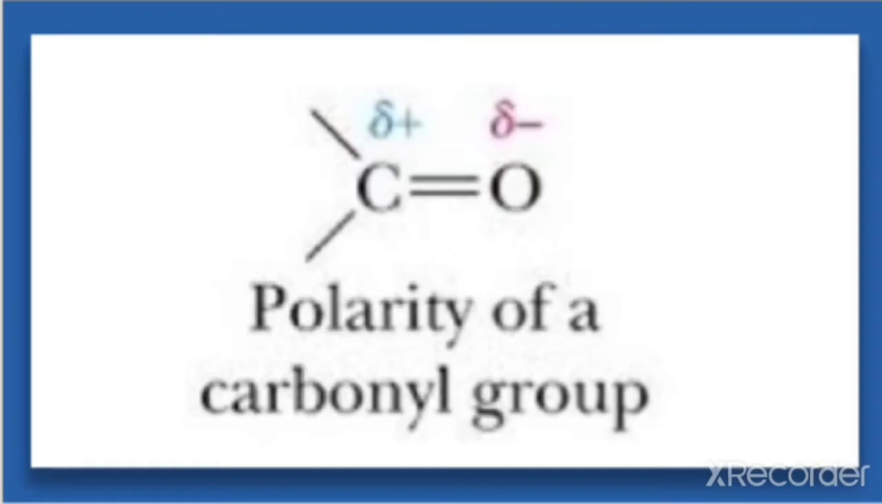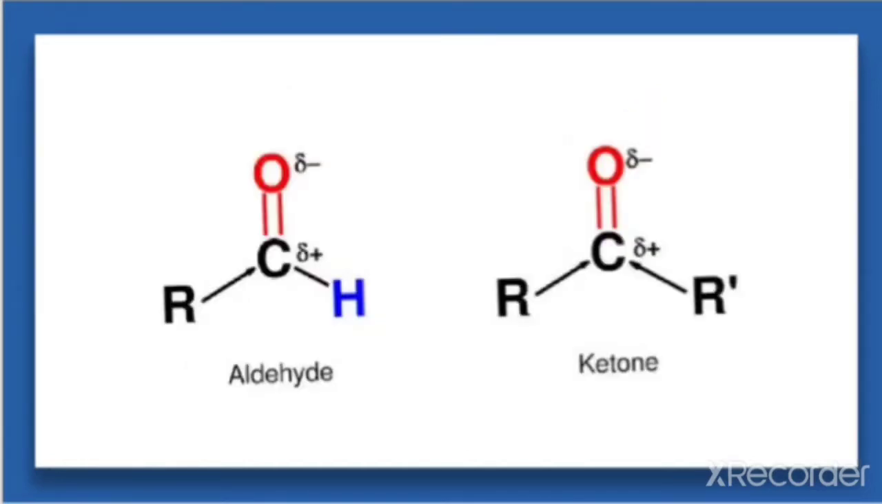Because of this, the bond in the carbonyl group has a polar nature. This group has a partial positive charge on the carbon and a partial negative charge on the oxygen. So when we look at aldehydes and ketones, both have the carbonyl group, that is, a partially positively charged carbon and a partially negatively charged oxygen in both cases.